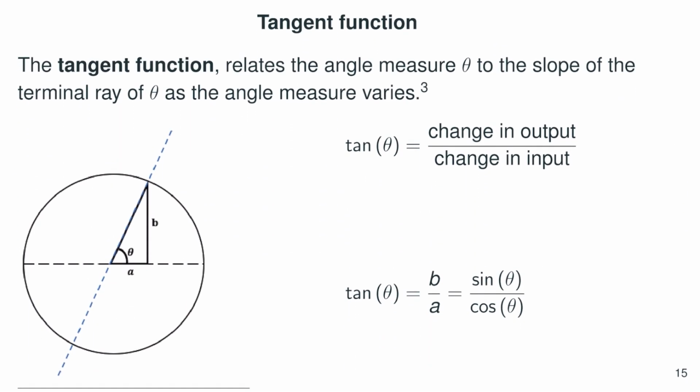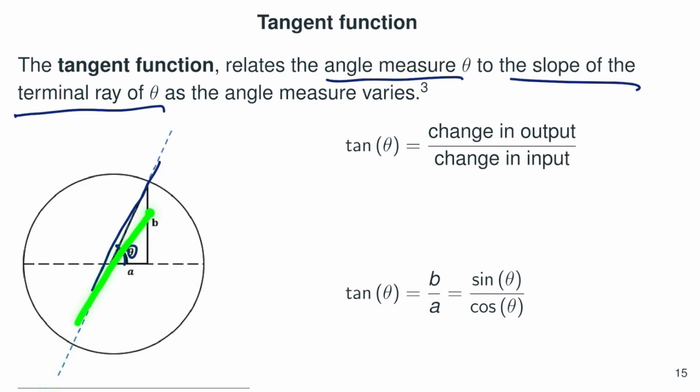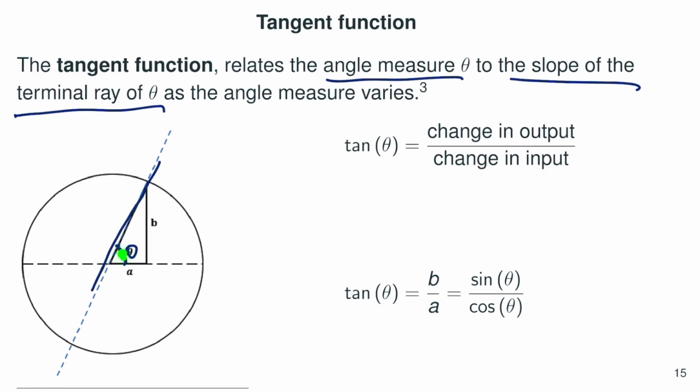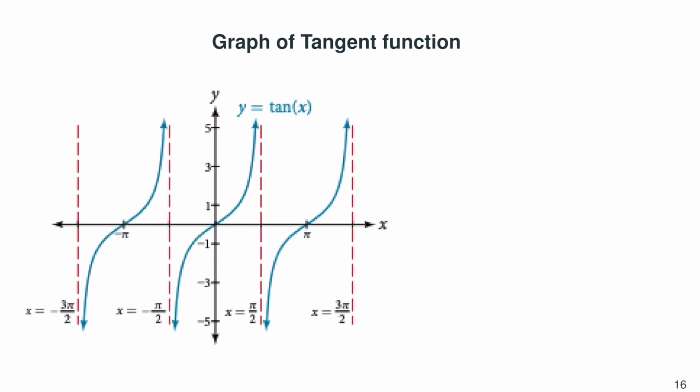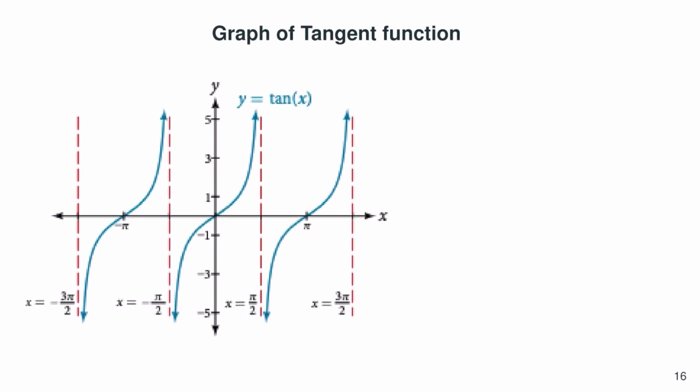Okay, so let's look at the tangent function graph. The tangent function relates angle measure to the slope of the terminal side of the angle, right? So remember, if this is the angle, the tangent measures this slope. And we calculate it by change in output over change in input, which also happens to be the same thing as sine over cosine. So for the tangent function graph, we collect all the angles and their corresponding slopes and plot those points. And we get something like this shape. Let me explain this shape.